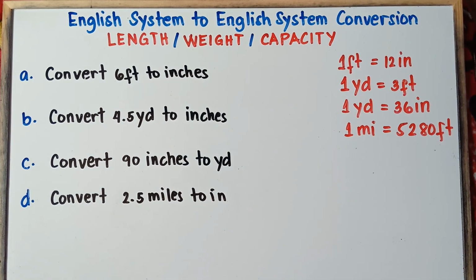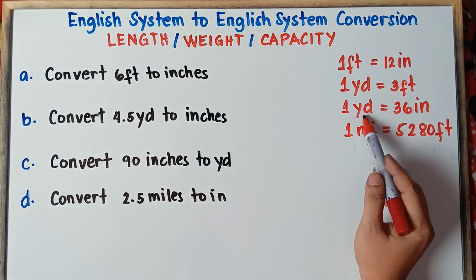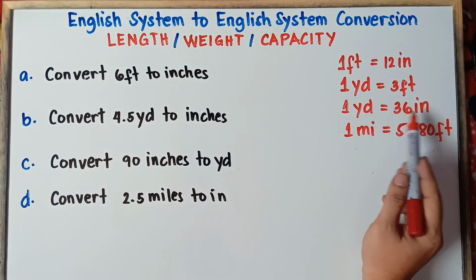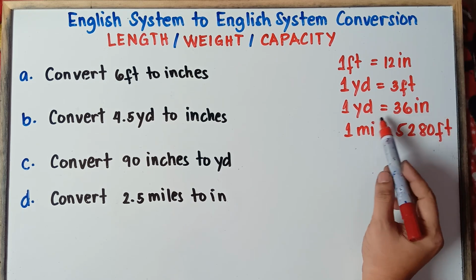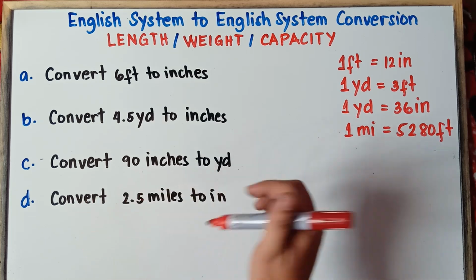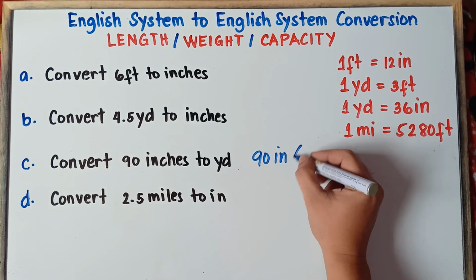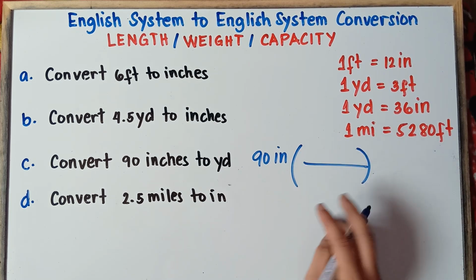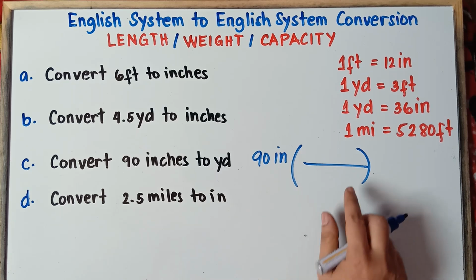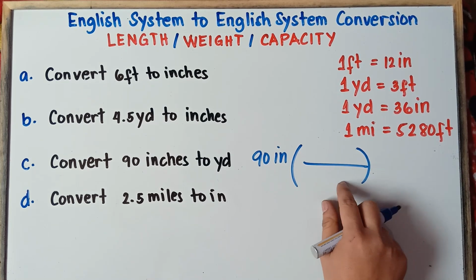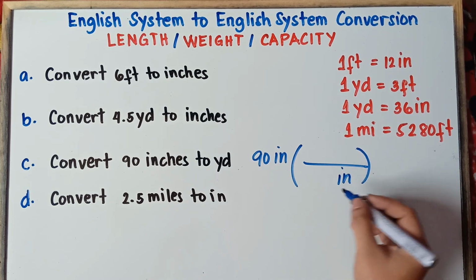Alright, so letter C. Convert 90 inches to yards. Do we have inches to yards? Yup. We have yards to inches. 1 yard is equal to 36 inches. So therefore, we'll be using this conversion. So copy the given, 90 inches, and then you put parentheses. Once again, class, if our unit is inches, the unit on the denominator must also be inches so that we can cancel out the units.